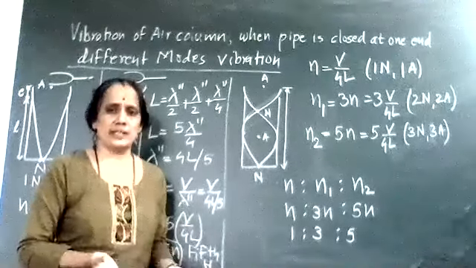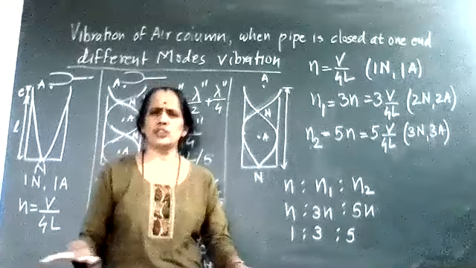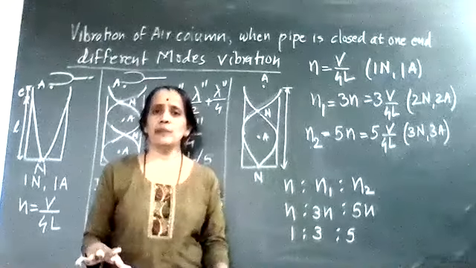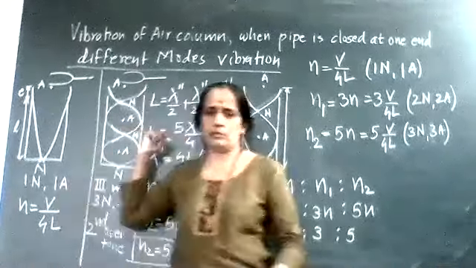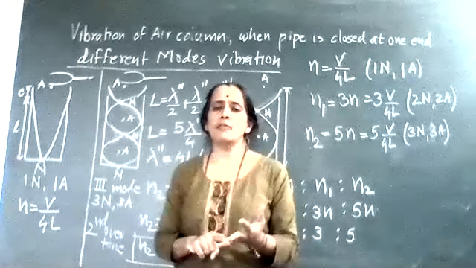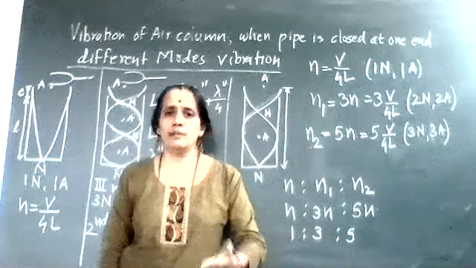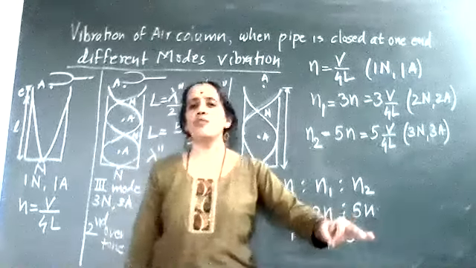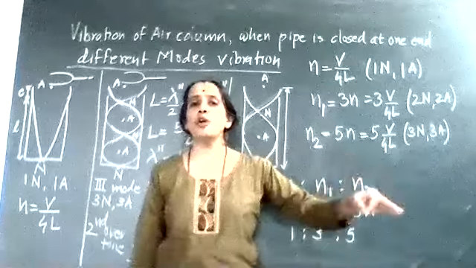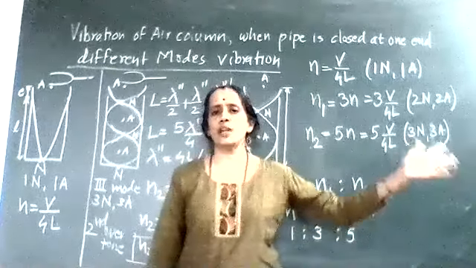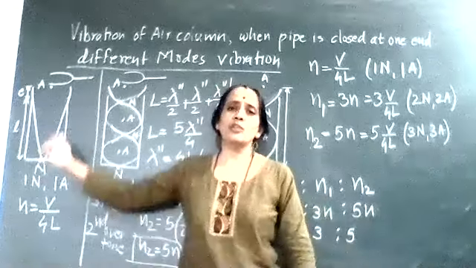Okay, then very short answer and MCQ questions. There are many very short and many MCQ. In MCQ, for each mode, how many nodes are formed and how many antinodes are formed? Or, one node and one antinode are formed in which mode of vibration when the pipe is closed at one end? So which mode? Fundamental.